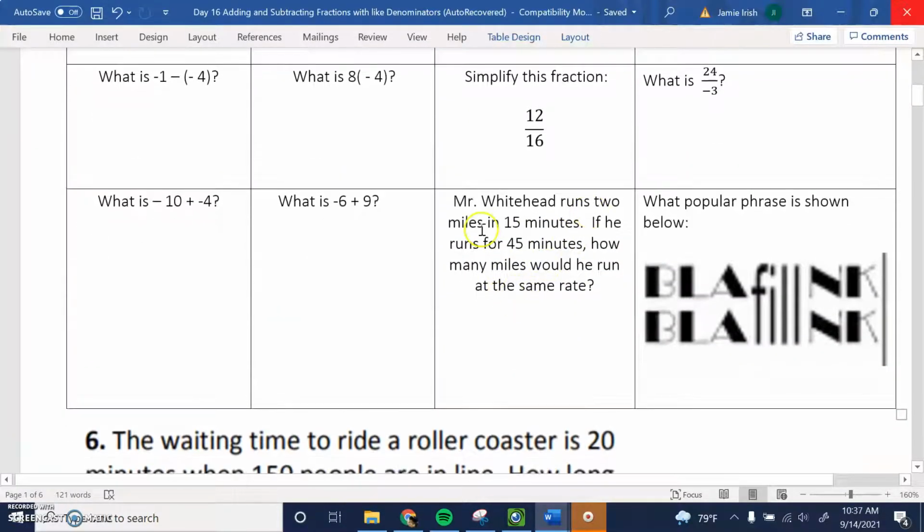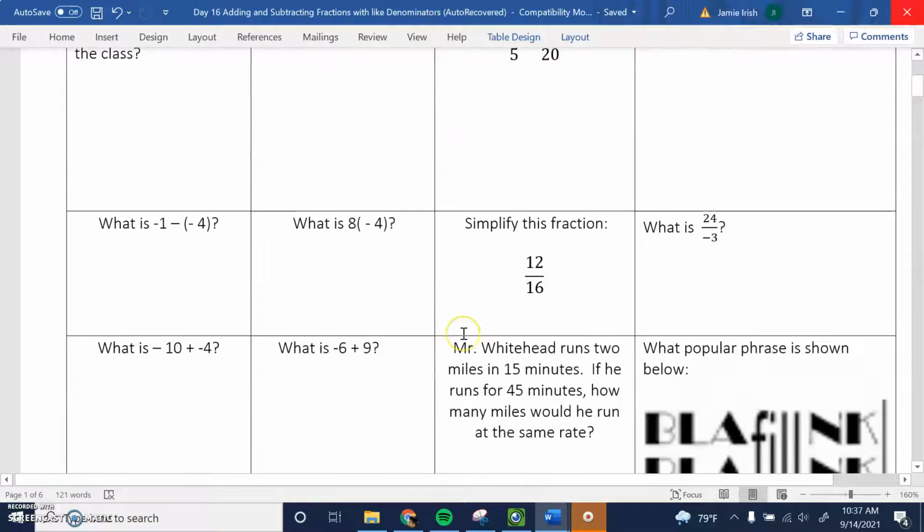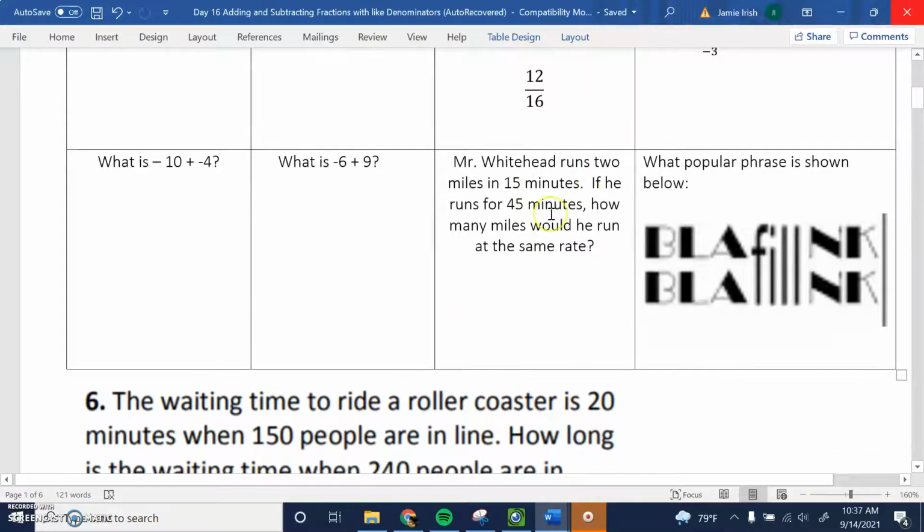Mr. Whitehead runs 2 miles in 15 minutes. If he runs for 45 minutes, how many miles would he run at the same rate? So this one's very similar to the boys and girls. Set it up the same way. Miles across from miles, minutes across from minutes. What do you get? Go!